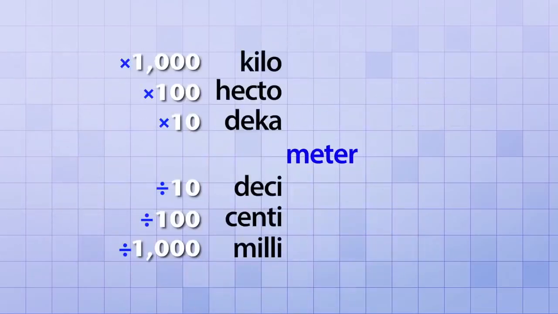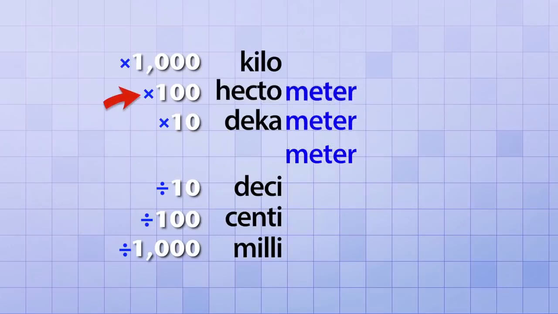As you can see from our prefixes, the unit that's 10 times bigger than a meter is called a decameter. The unit that's 100 times bigger than a meter is called a hectometer. And the unit that's 1,000 times bigger than a meter is called a kilometer, or a kilometer.